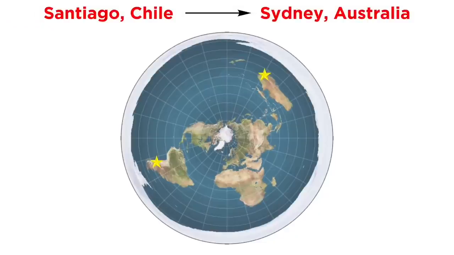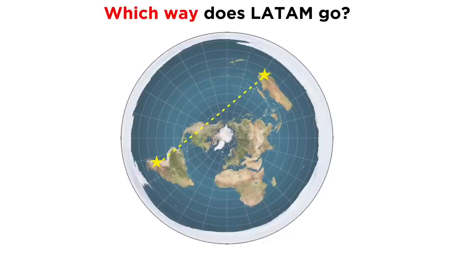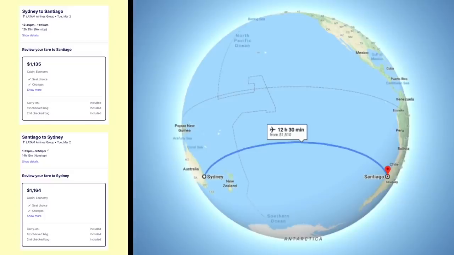Let's say we wanted to fly between Santiago and Sydney. If the Earth was flat, which way would we go? Well, the straight line path would go up across all of South America, all of North America, over Alaska, and then continuing all the way until we get to Sydney. So, do any airlines actually fly between these cities? Yes. Do they follow this straight line? Nope. They do the whole thing over the Pacific Ocean.